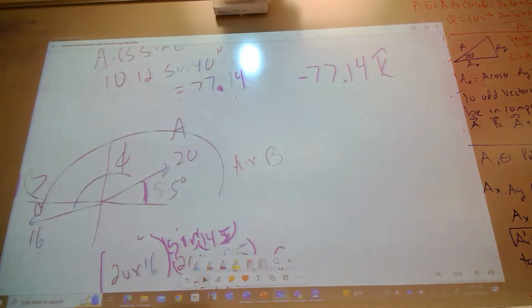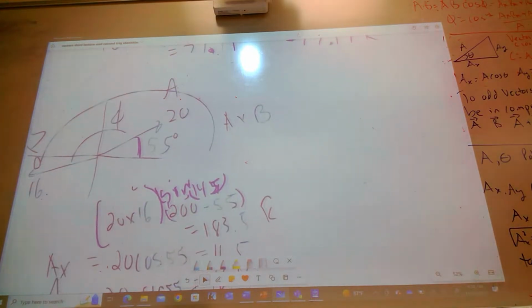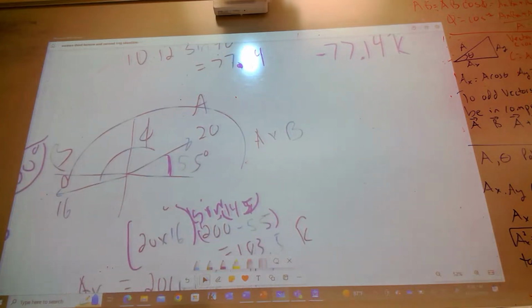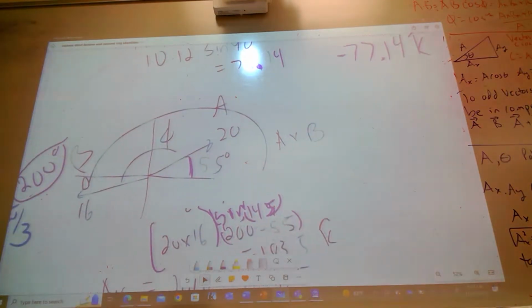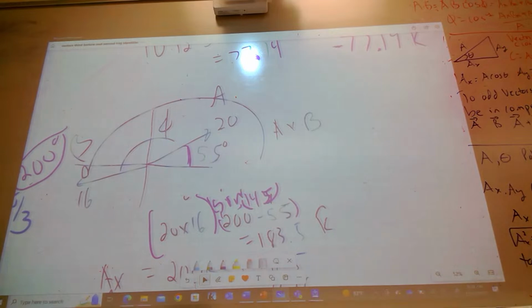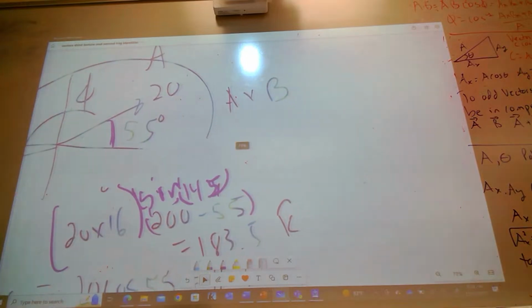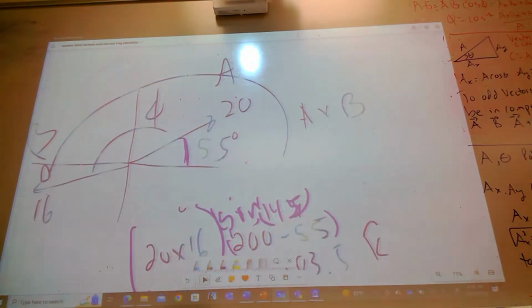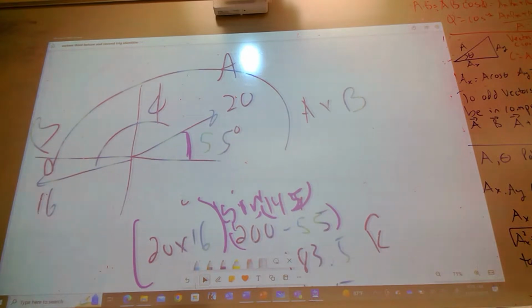Out of the board. So how do we write that? Jaden, how do we write out of the board? Positive K. So we get 183.5 K. All right? Now, I want you to use the equation on page 23. So let's open your book if you have it on 23.